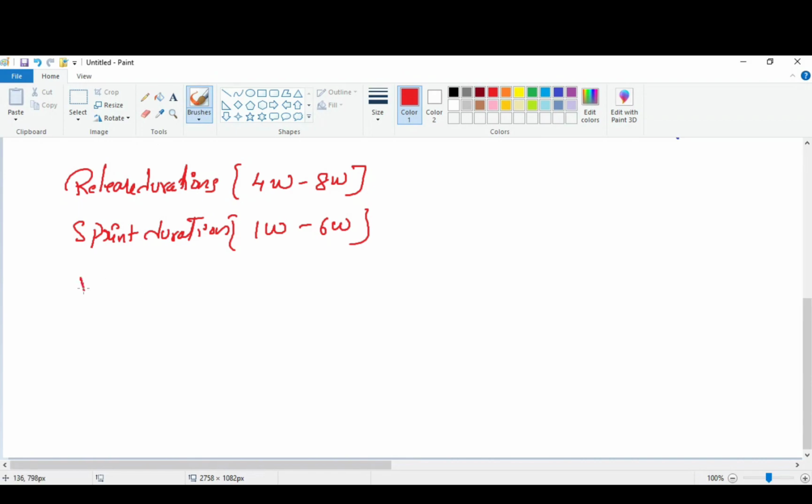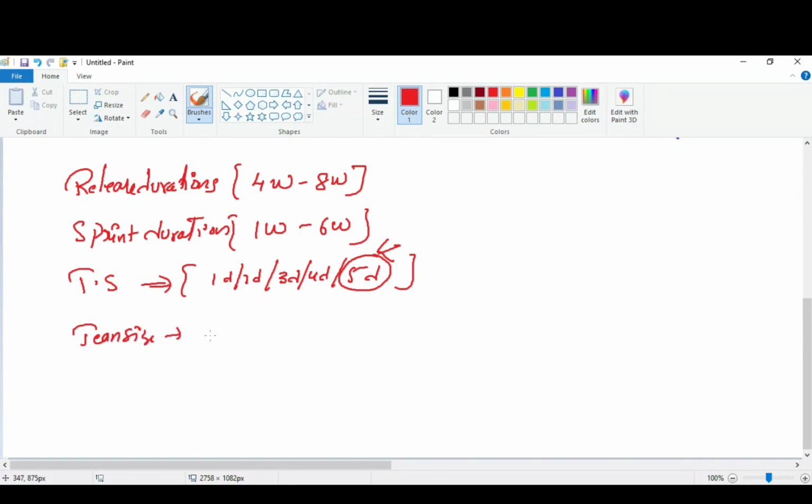Next, test cycle duration. Take 1 day or 2 days or 3 days or 4 days or 5 days, but I recommend 5 days. Okay, is it okay? Yes. Next, team size. Take anything between 3 test engineers to 7 test engineers. Okay, and then what else is left?